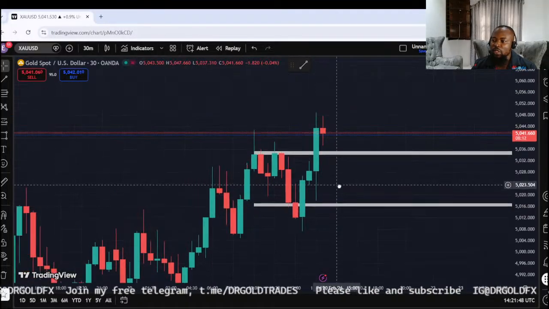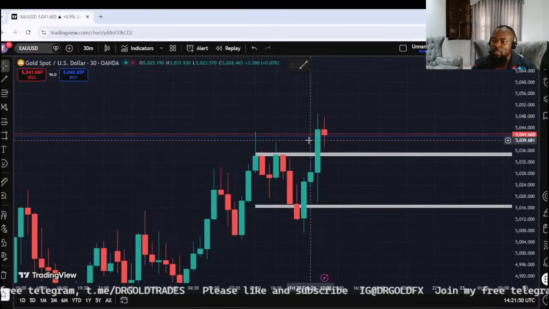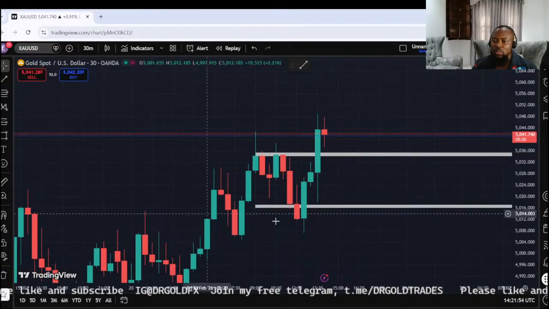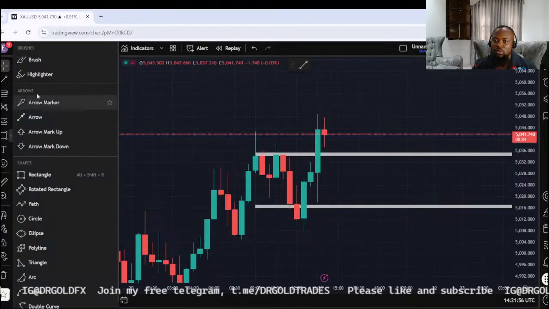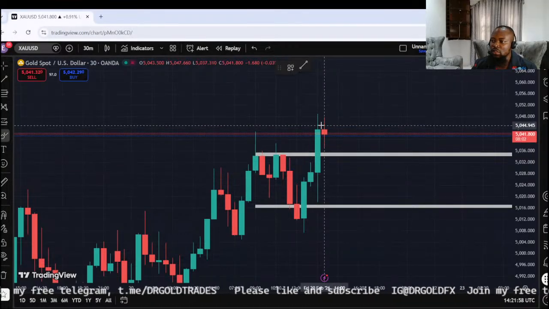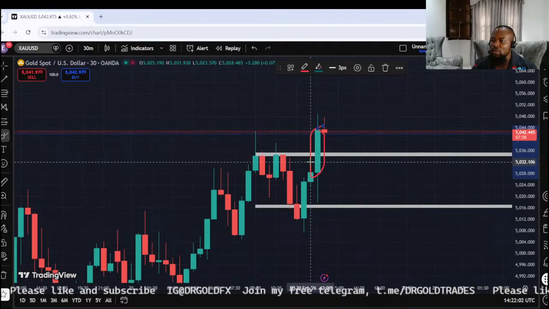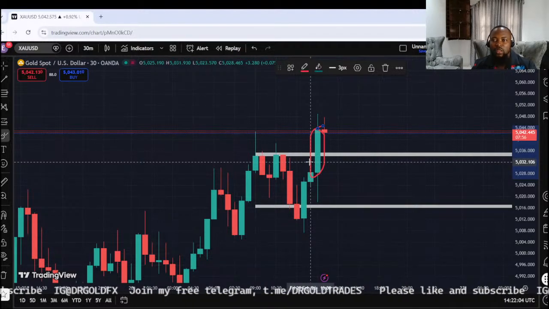I will even go lower to the 30 minutes time frame to see how I can join these buys. So for example, let's say this candle here has not closed. Let's say this current bullish candle here has not closed yet. Now, what is going to be my idea?